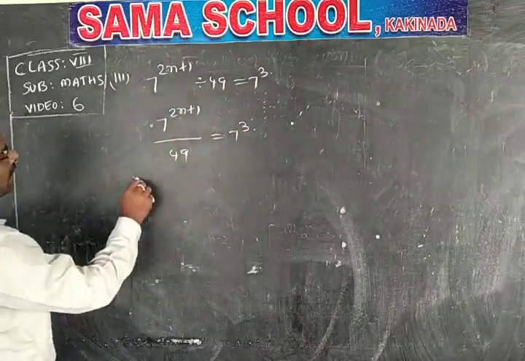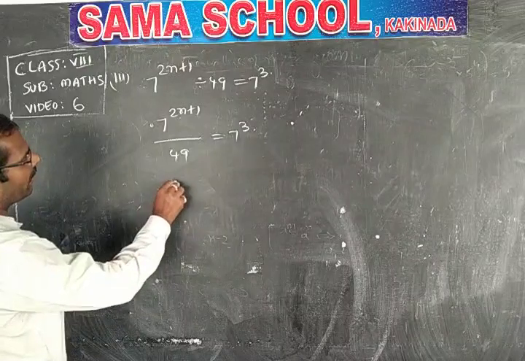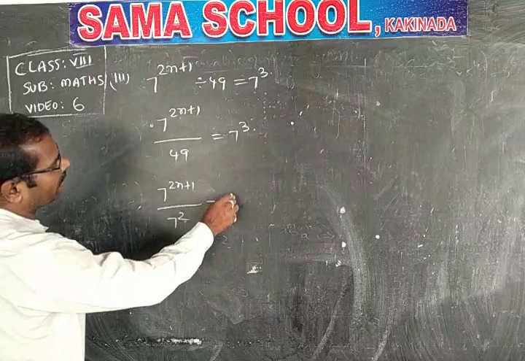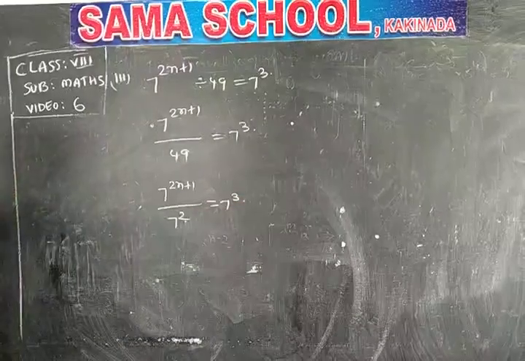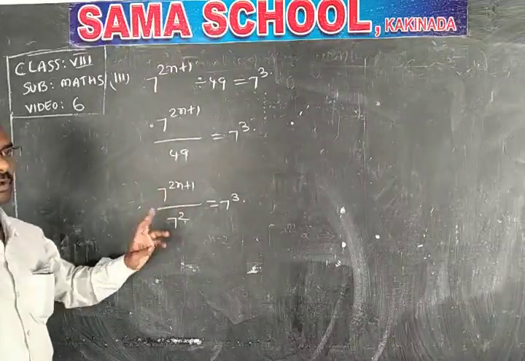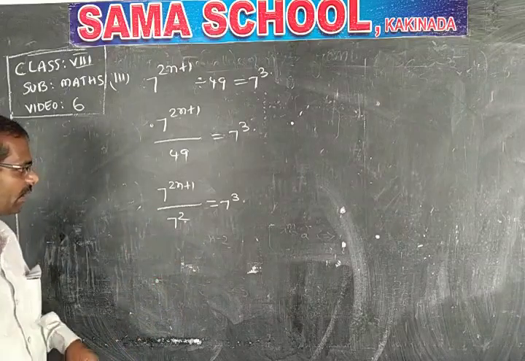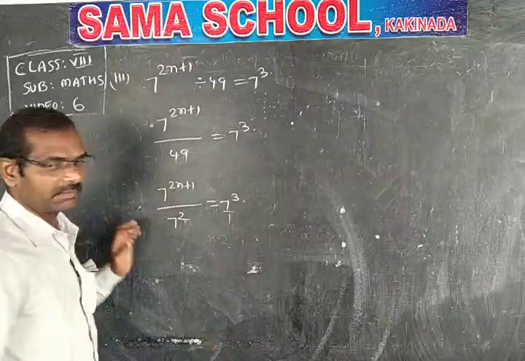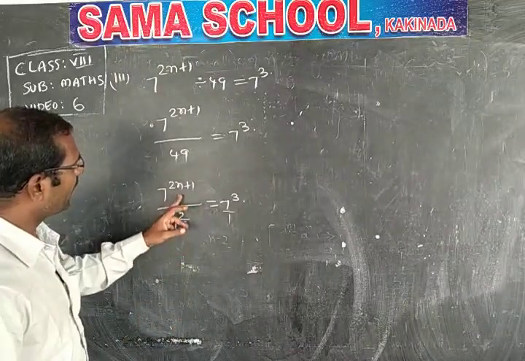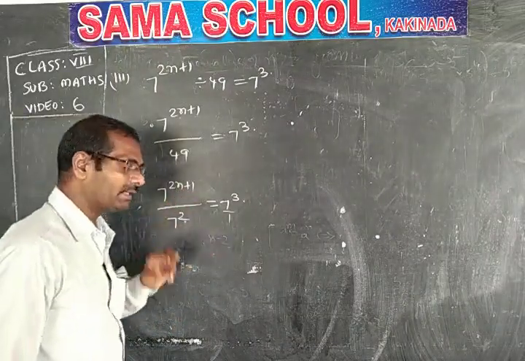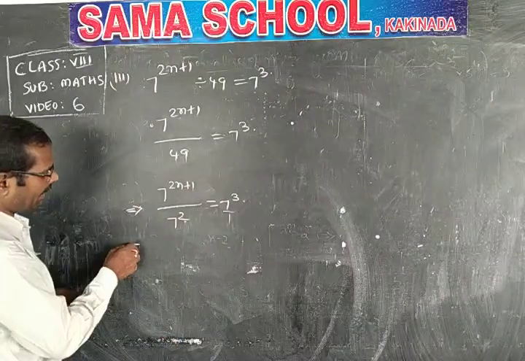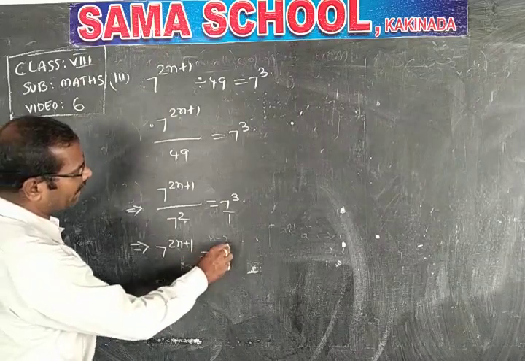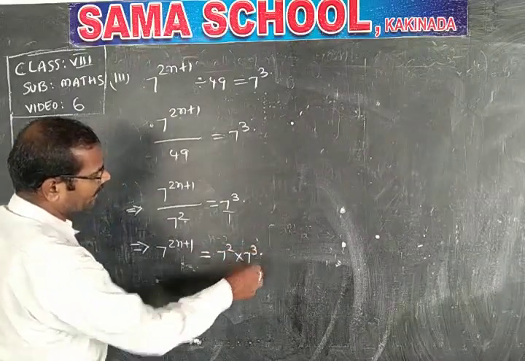That means 7 power 2n plus 1 by 49 is equal to 7 power 3. 49 you can write as 7 square. When you cross product here, no denominator means 1. So 7 power 2n plus 1 into 1, again you can write as 7 power 2n plus 1 is equal to 7 power 2 into 7 power 3.